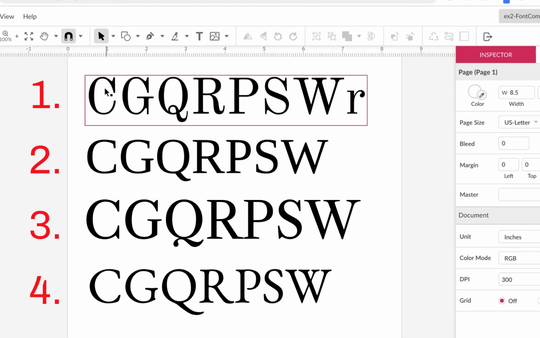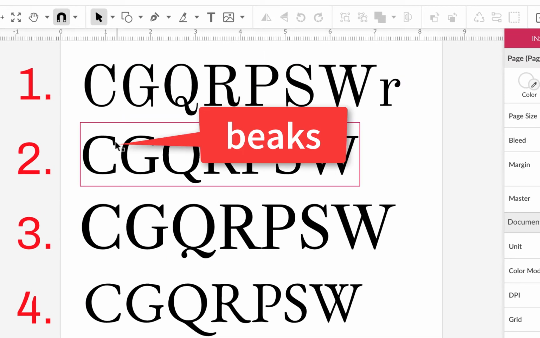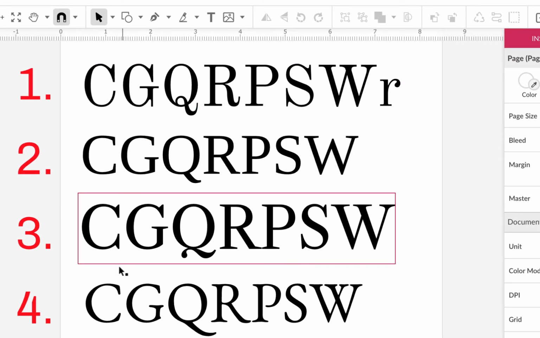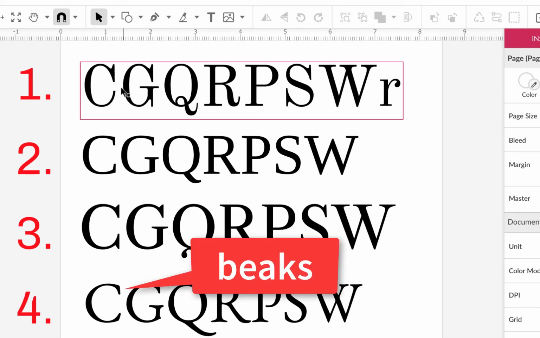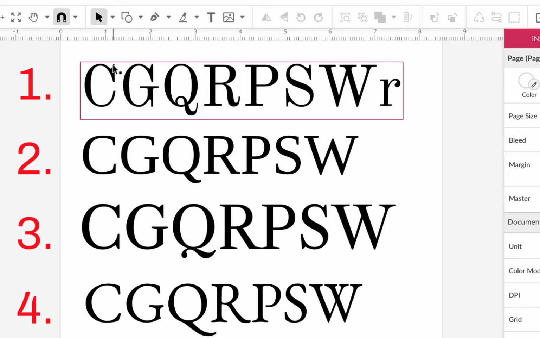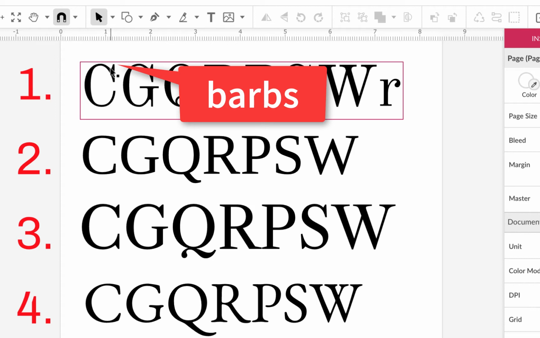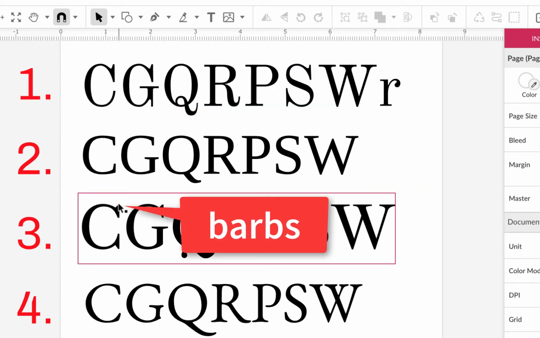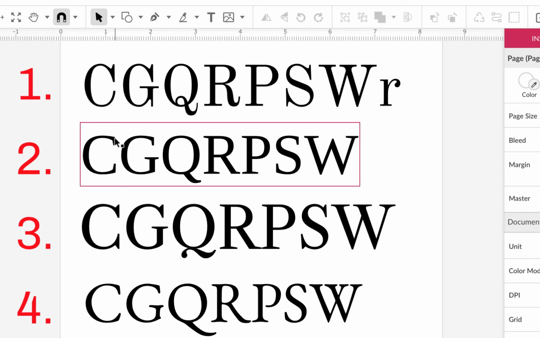Now, we were talking about these things on the C's. Remember, these things are the beaks over here. These are the beaks. E's have beaks on them, but you could call these the barbs. When they stick up like that, they're the barbs. So this C has a barb. And number 3, they have barbs on the top and bottom. They have barbs there on their beaks. These don't have barbs on the C's.